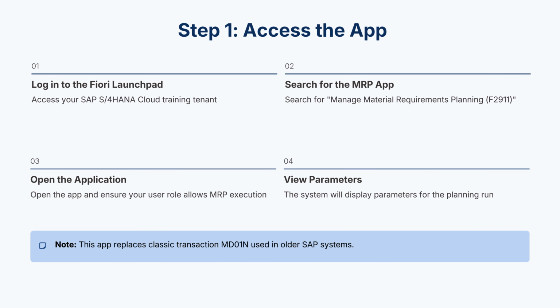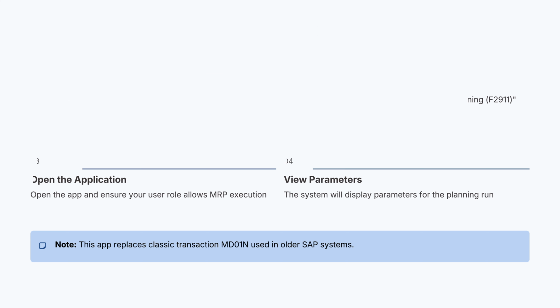Step 1. Access the app. Log into your Fiori Launchpad, and search for Manage Material Requirements Planning, F2911. This Fiori app is the MRP Live cockpit, replacing classic transactions like MD01N or MD02. Open it to access the parameters for your planning run.